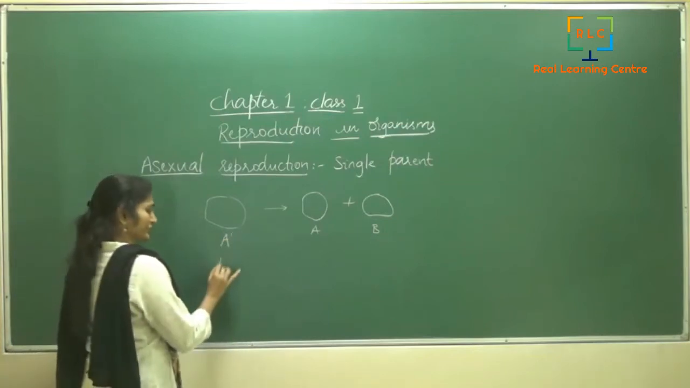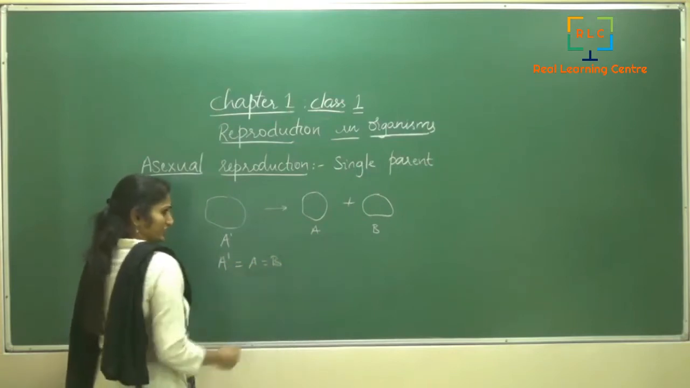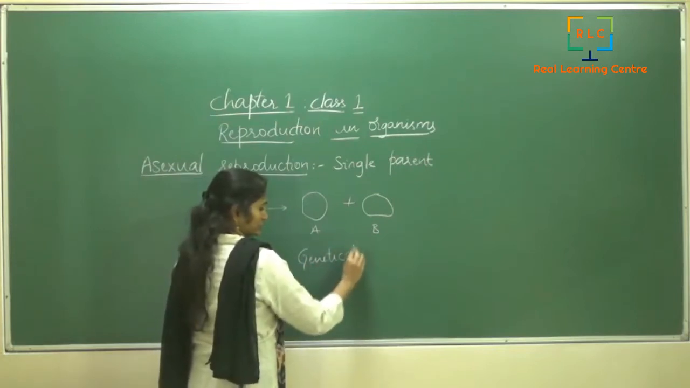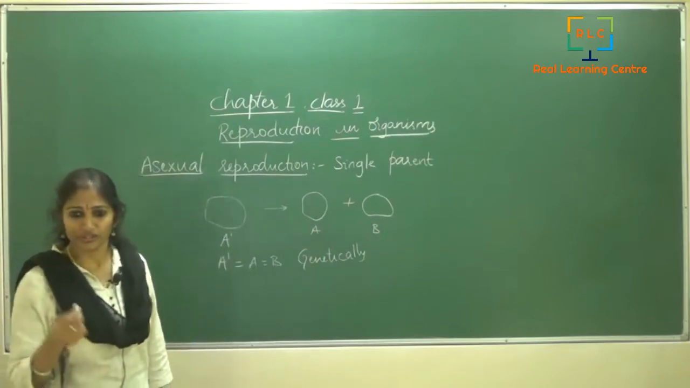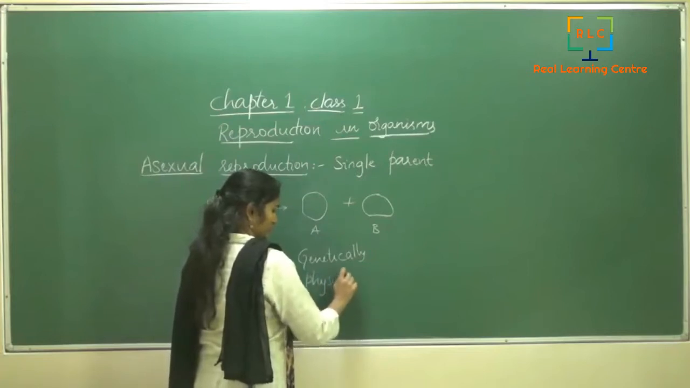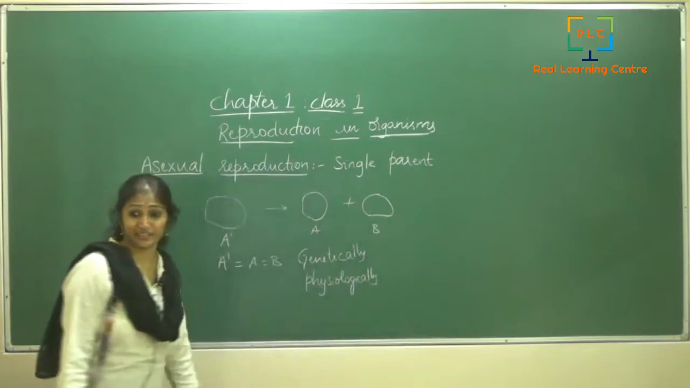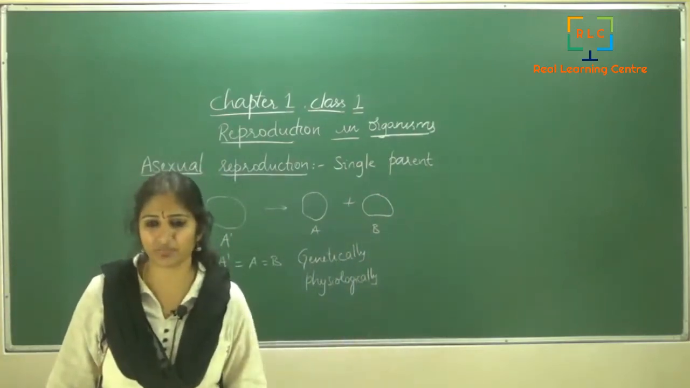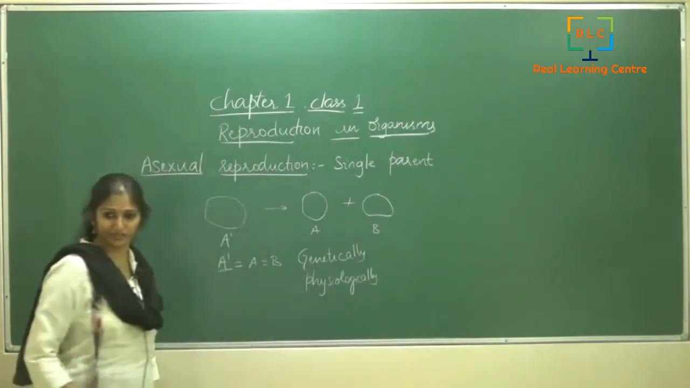You see that A prime is equal to A is equal to B. They are genetically identical. They are physiologically identical. They carry out the same chemical reactions. Everything is the same. It is just like they are exact copies of the parent.